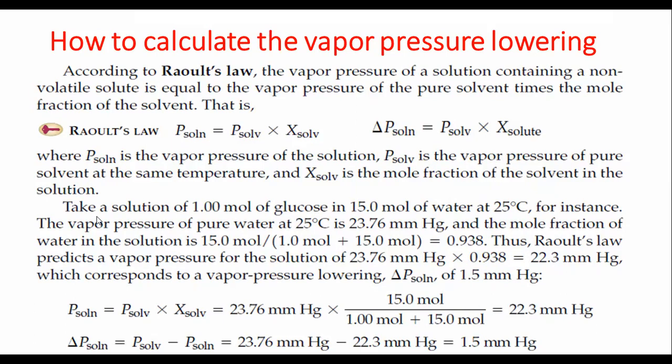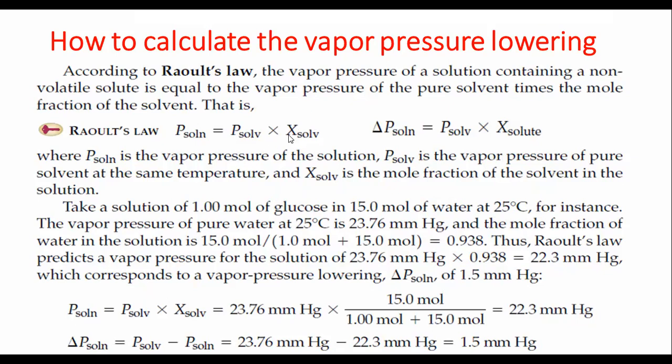So the data is given over here. Let's suppose you are taking 1 mole of glucose in 15 moles of water at 25 degrees centigrade, and the vapor pressure of the pure solvent at 25 degrees centigrade is 23.76 mm of mercury. And now the first thing is to calculate the mole fraction of the water in solution.